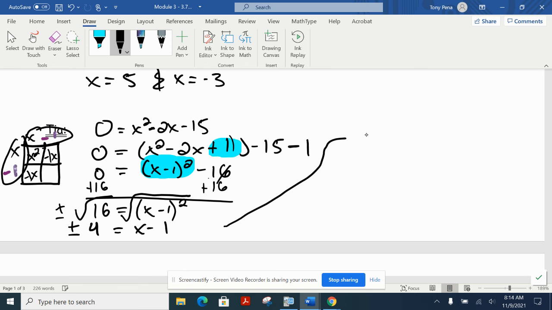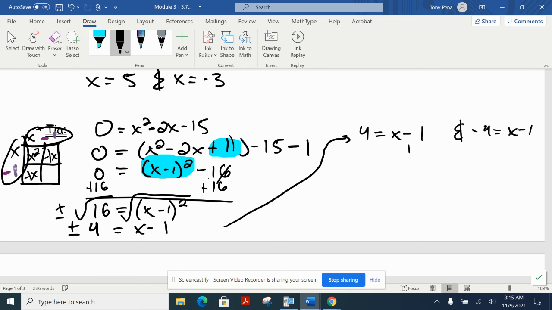I'm going to move over here because I've run out of room on the bottom of my paper. This is when we set up our two equations. I'm going to take the positive 4 and set that equal to x minus 1. And I'm going to take this negative 4 and set that equal to x minus 1. And there should be no surprises in the two answers here.